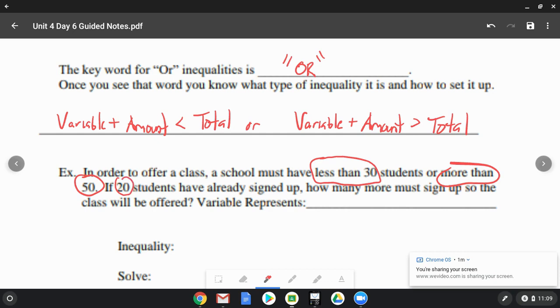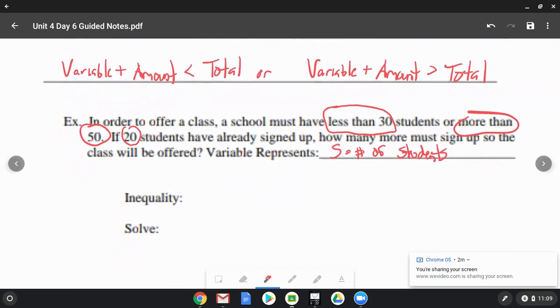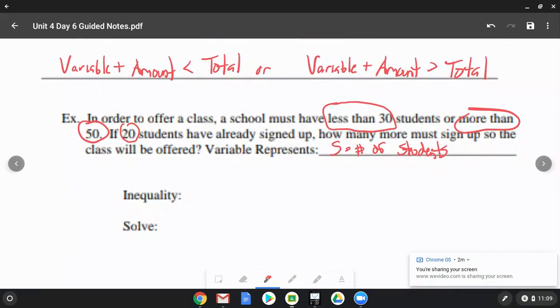How many more must sign up in order for the class to be offered? So the variable that we're talking about might be S for my number of students that I need. So let's just label that as S. You can label it whatever letter you want, right? It doesn't matter. So now our inequality that we're going to set up would be for the less than one, we have S plus the 20. That'd be the amount that they gave us. And then we have less than 30. And then it says the word or, so I'm going to put the word or there.